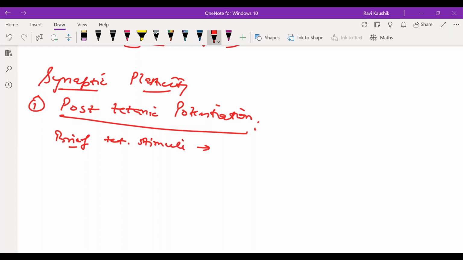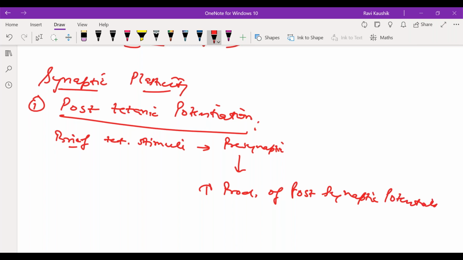and this is on a presynaptic neuron, right? So what is it going to do? It is definitely going to increase the production of postsynaptic potentials. So this is post-tetanic potentiation. I'll just make you understand by a simple diagram.